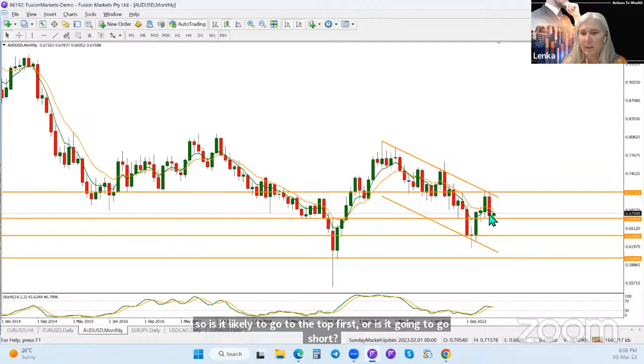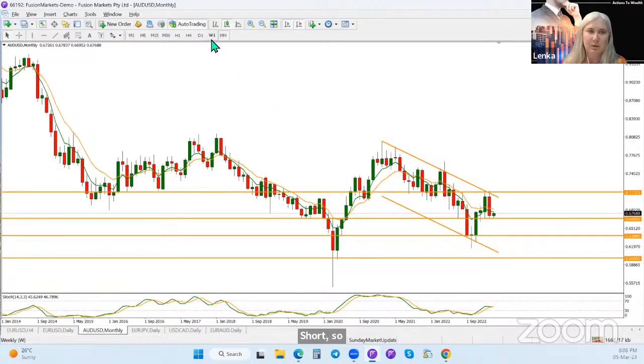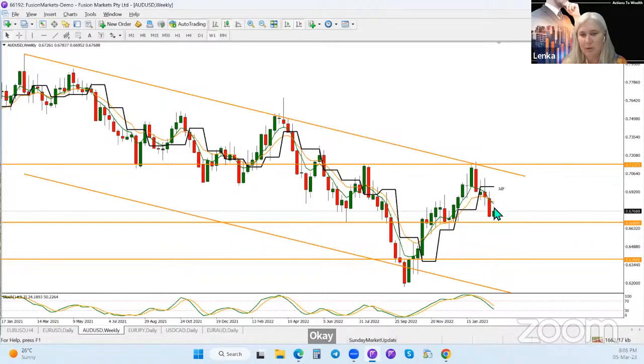So is it likely to go to the top first, or is it going to go short? We do have a big negative bar here, which is a big decisive bar, but I can't just rely on that to go short. So I want some more confirmation. So I'm looking at the weekly time frame now, and I'm within that channel, and I'm looking at, okay, is the price just going to go short from here, which obviously I don't want because I don't have any way to enter it. I want that price to go higher and give me some kind of lower high, maybe retest the monthly pivot or something like that.